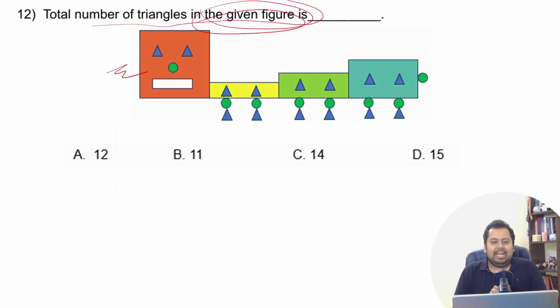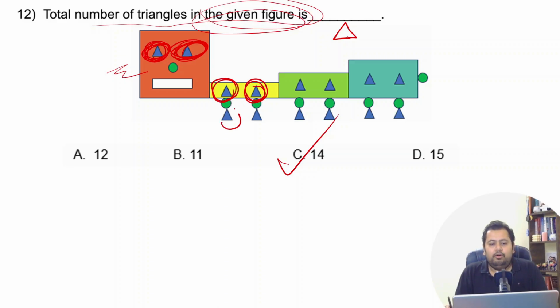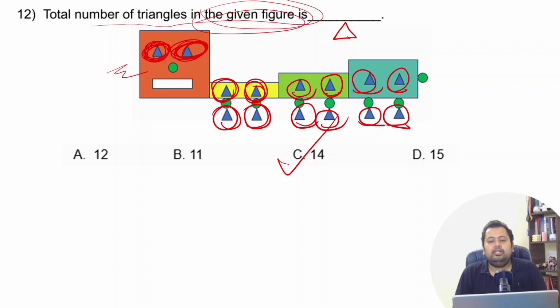Great. I hope you have got it correct. The correct answer here is option number C, 14. So let's now count how many triangles there are. Triangles are nothing but three-sided figures, something like this. So this is a triangle. Triangle number one, triangle number two, this is triangle number three, triangle number four, five, six, seven, 8, 9, 10, 11, 12, 13 and 14. So there are 14 triangles in the given figure. So option number C is the correct answer.